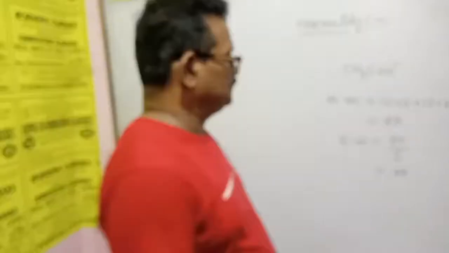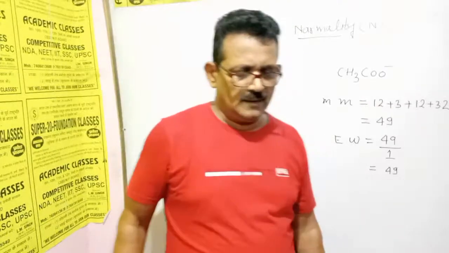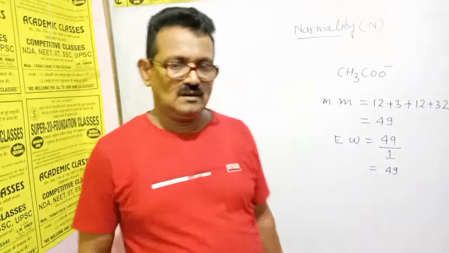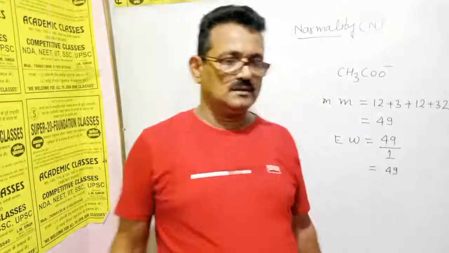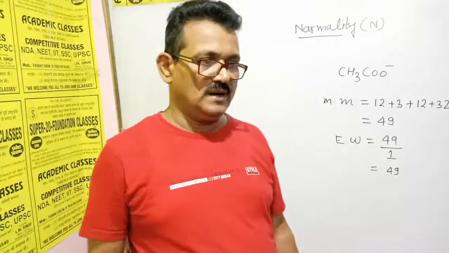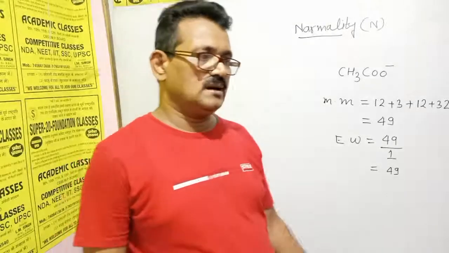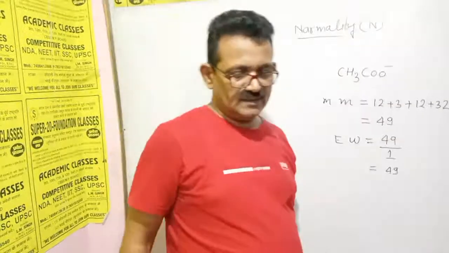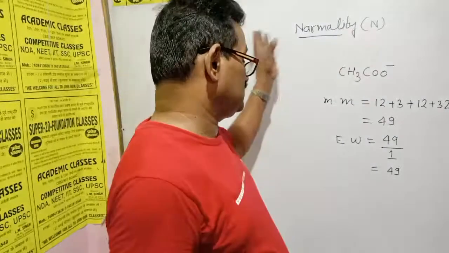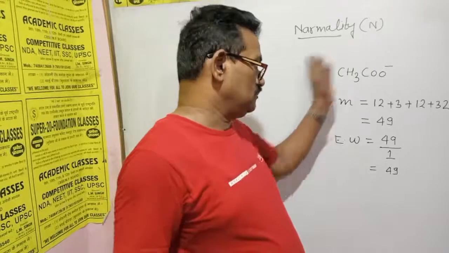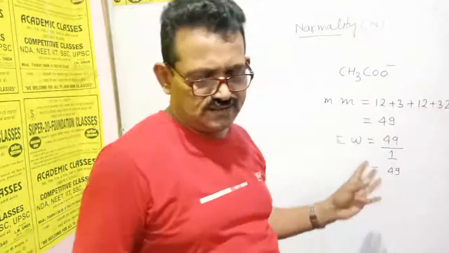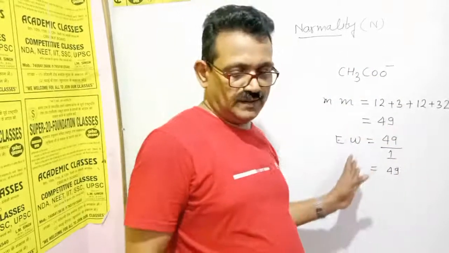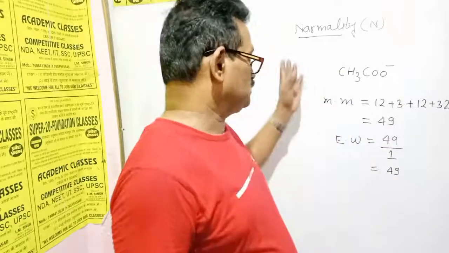Okay, students. Having given about 6 examples, all students now know how to calculate the equivalent weight of any compounds and radicals. Then I start the full explanation of normality. This is a very important factor related to equivalent weight. I first explained the equivalent weight, then I come to explain the normality here.